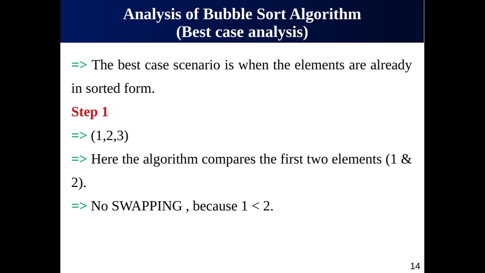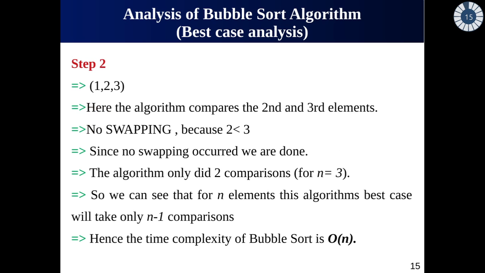First you have to compare the first two elements, the element at location number 1 and the element at location number 2. So compare 1 with 2 and swap them if they are out of order. After comparison, we see that they are already in sorted form. So there is no swapping because 1 is less than 2. Then in the second step, the algorithm will compare the next two elements, that is the element at the second location and the element at the third location. 2 will be compared with 3.